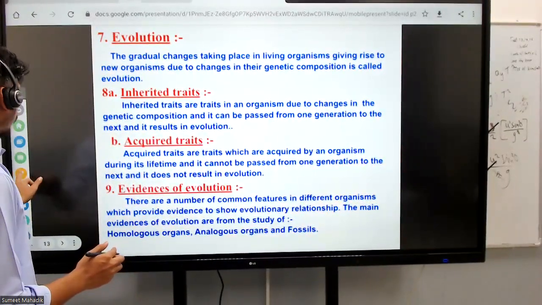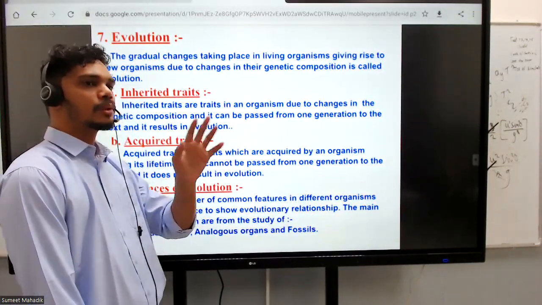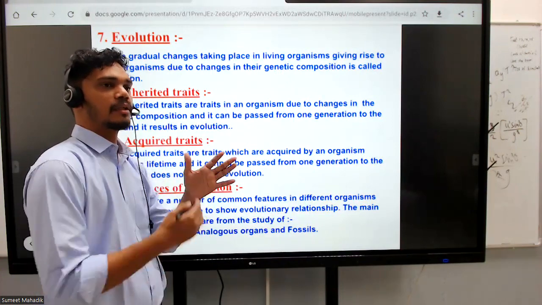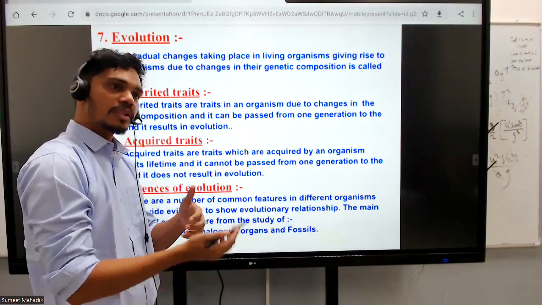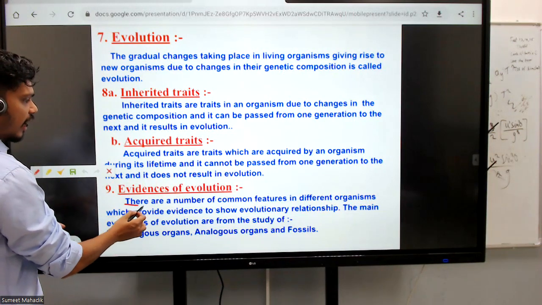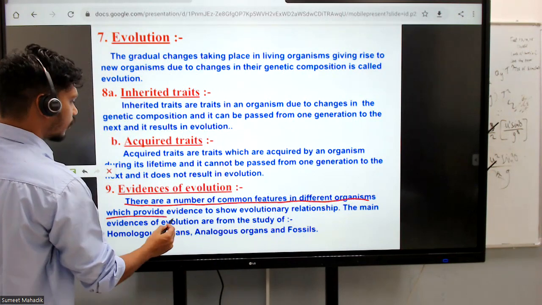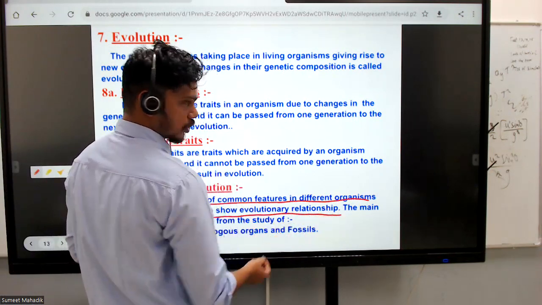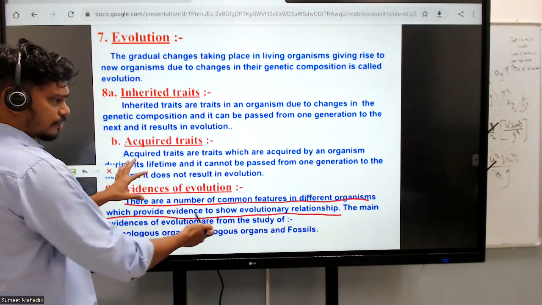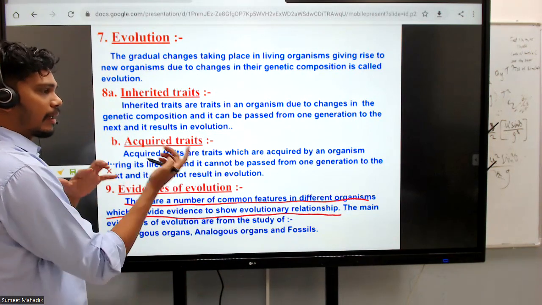Now, we are going to move to the evidence of evolution. Why do we have to study evolution? Because evolution is a gradual, small, long-period change. Studying evolution gives us an idea of what the initial one was. There are a number of common features in different organisms which provide evidence to show the evolutionary relationship. So why do we want to study evolution? To show the evolutionary relationship between animals.